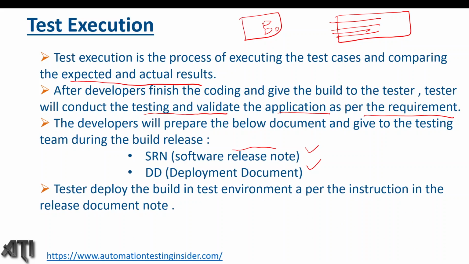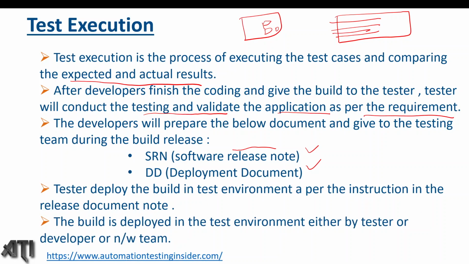The tester deploys the build in the test environment as per the instructions in the release note. The build is deployed in the test environment either by the tester, the developer, or the network team. Once we get the software from the development team, they will send the build, and the tester, developer, or network team will deploy the build on a particular server. I have already spoken about what build and release mean, so you can watch that video. I'll provide the link in the description box of this video so that you can understand better.